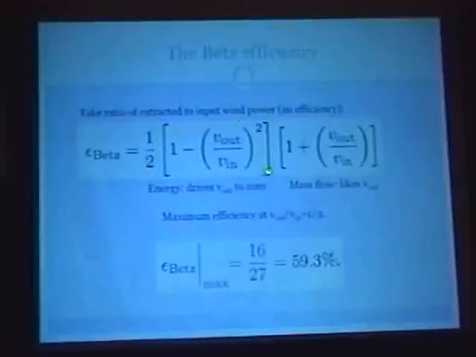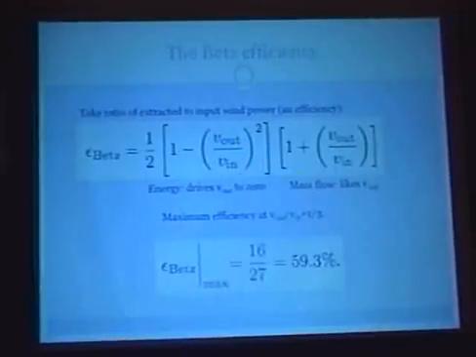So there's one term which is due to the energy, and there's one term which is due to the mass flow. And if your goal is to maximize the efficiency with which you extract the power from the wind, you'd like to maximize with respect to both of those terms. So let's think about just the first term. So this is 1 minus this quantity squared. So to maximize this term, you want to make this as small as possible. So in particular, this term would like to see the output velocity be 0.